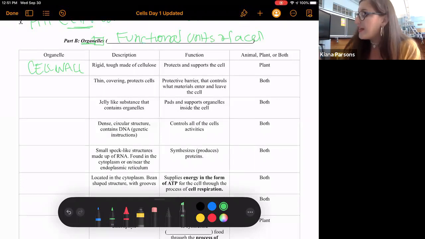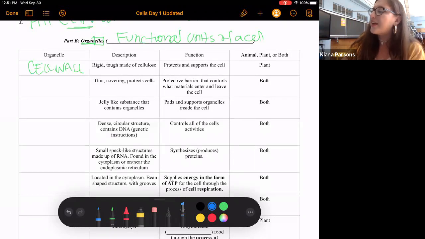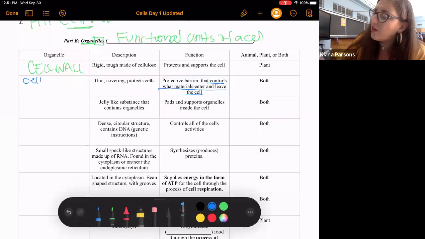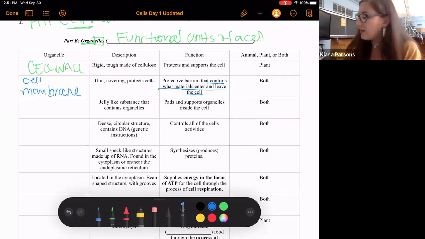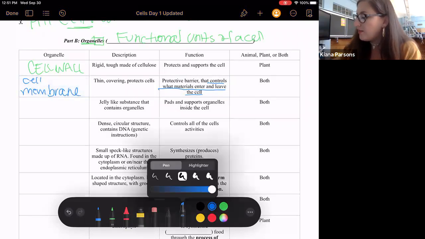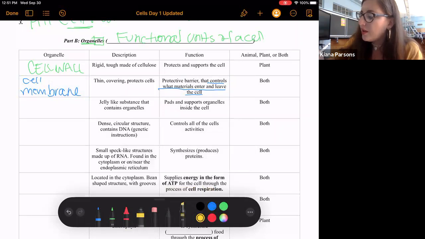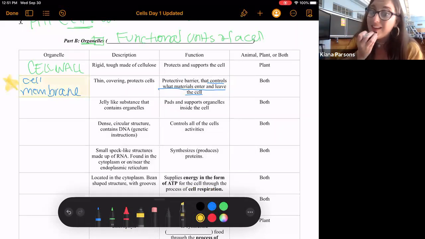Next, we have something that occurs in both animal and plant cells. This is a thin covering that protects cells, and it is the protective barrier that controls what materials, and this is the most important aspect, controls what materials enter and leave the cell. We are talking about the cell membrane. And the cell membrane is one of the most important cell organelles, and I will highlight a few more.